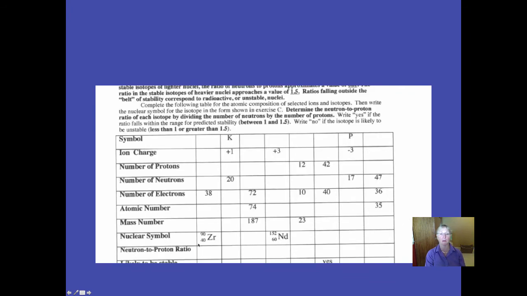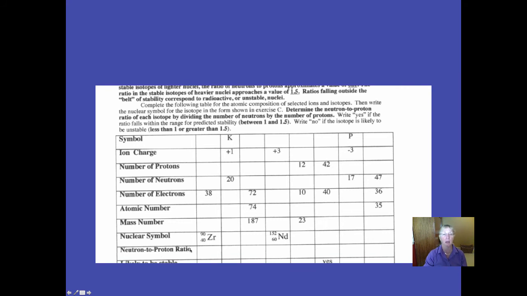Finally, on the bottom of this worksheet, the only thing that's different is now we've arranged the columns vertically. So each of these vertical columns is for an element for which you have to provide this information on the left-hand side. If you're confused about how to decide if this element or isotope is stable, read and reread this section right here, which explains how you can calculate the neutron to proton ratio.